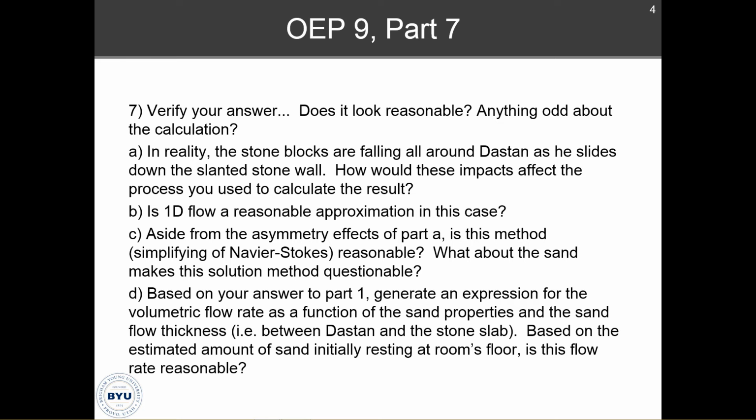Part B is 1D flow, a reasonable approximation in this case. Part C, aside from the asymmetry effects of part A, is this method, simplifying of the Navier-Stokes, reasonable? What about the sand makes the solution questionable? For this, think back to the very first day of class when we talked about scales and whether it's a continuum or not a continuum. And then based on your answer to part one, generate an expression for the volumetric flow rate as a function of the sand properties and the sand flow thickness. So this should be similar to what you've done before, but I wanted to give you more practice doing Navier-Stokes.